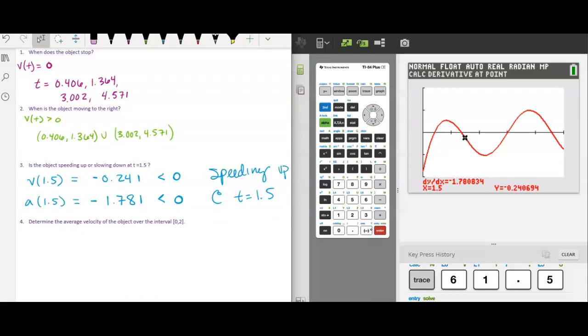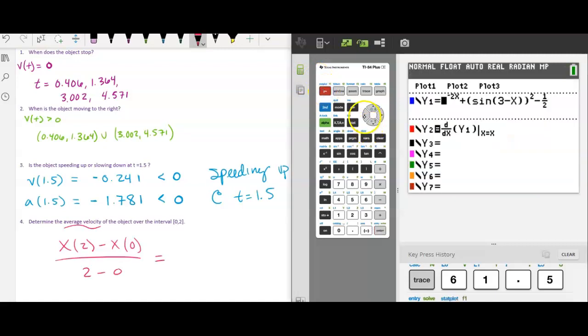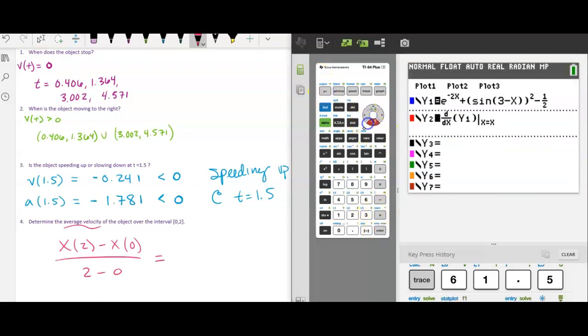Determine the average velocity over the interval from 0 to 2. Average velocity is the slope of position. So we need x of 2 minus x of 0 over 2 minus 0. So I'm going to go back to my position function. I'm going to turn y1 back on, turn y2 off. This time I need the y values of position.